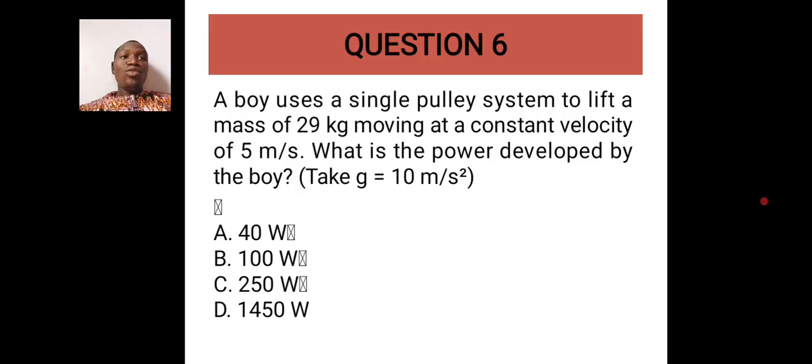A boy uses a single pulley system to lift. Forget about all the pulley system. Now, what did he pull? That's the mass, which is 29 kg. Velocity is given. What is the power developed if acceleration due to gravity is 10 meters per second?